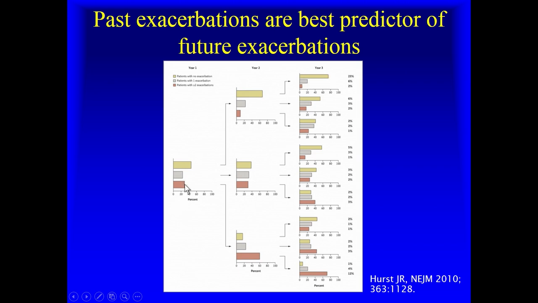Conversely, patients with 2 or more exacerbations in the first year, shown in red, were most likely to have 2 or more exacerbations in the second year and 2 or more exacerbations in the third year, showing the stability of this frequent exacerbator type.